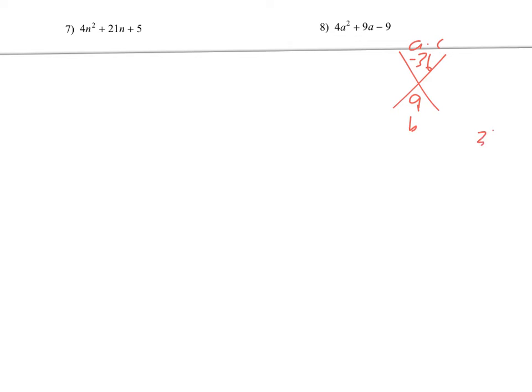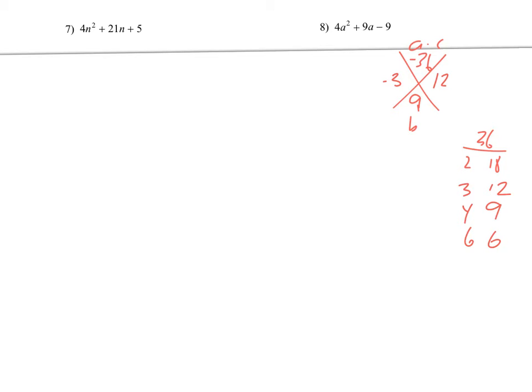So when I think about what multiplies to make 36, I think of 2 and 18. I think of 3 and 12, and I think of 4 and 9, and 6 and 6. So do any of those subtract to make 9? Yes, the 3 and the 12, if I make the 3 negative.